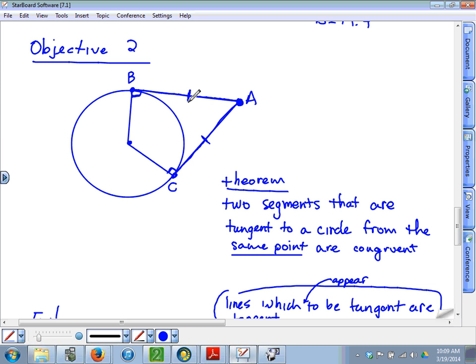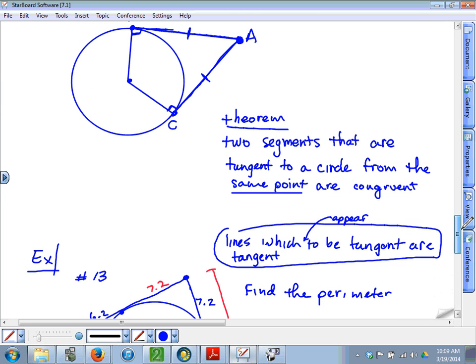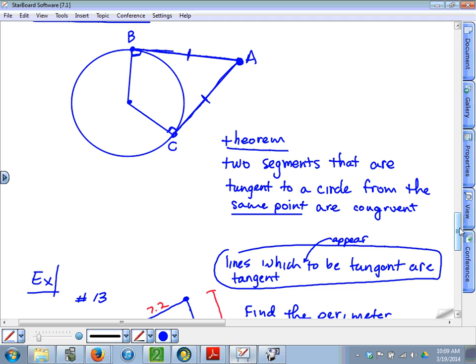How do we know they're the same length? Because they come from the same point, point A, and a tangent to the circle. You're going to have to use this theorem on number 13. Here we go. This one you're going to have to be patient with. It takes a little bit of time. This is going to be number 13 right here. Got to erase some stuff.